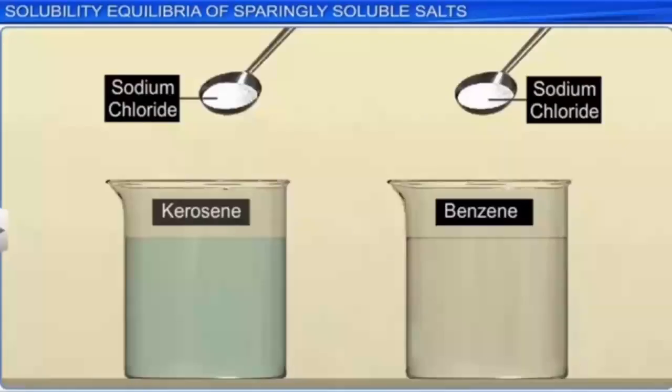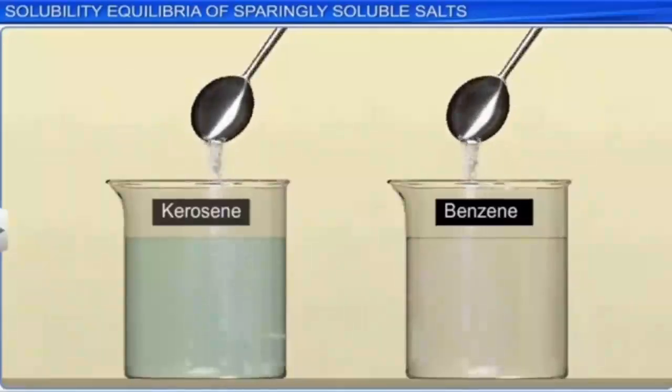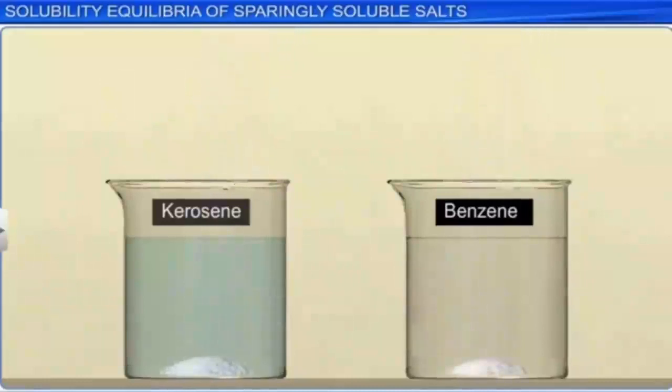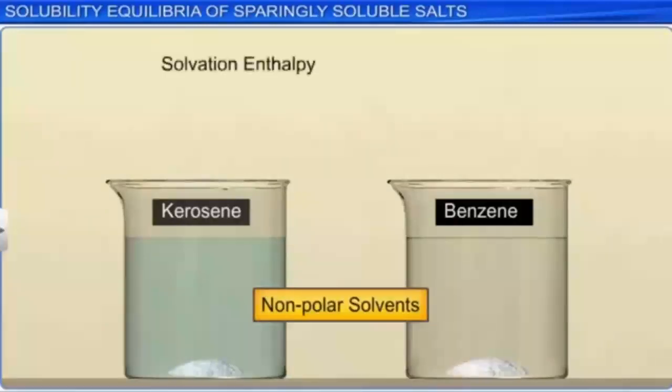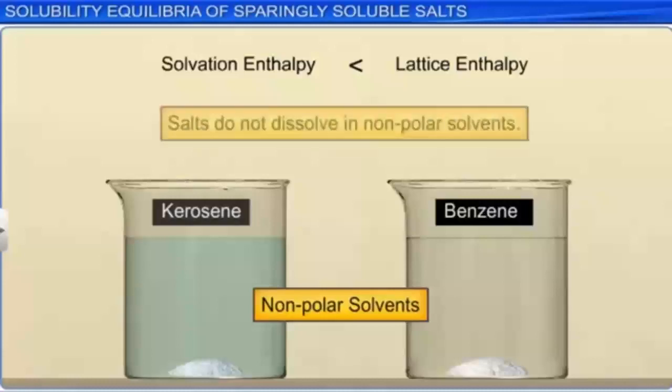On the contrary, you can observe that sodium chloride does not dissolve in kerosene or benzene. Kerosene and benzene are non-polar solvents. Their solvation enthalpy is small and not sufficient enough to overcome the lattice enthalpy of the salt. Hence, salts do not dissolve in non-polar solvents.